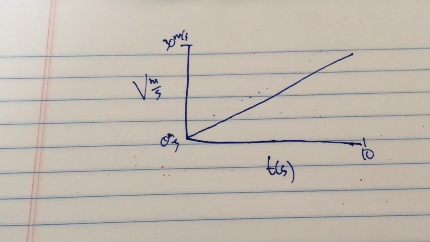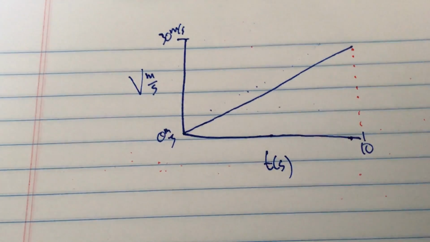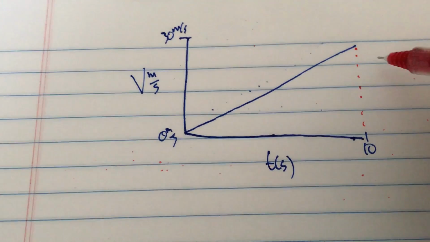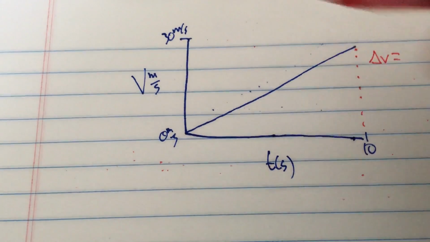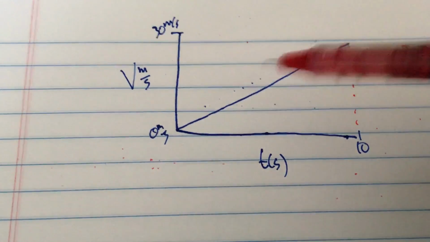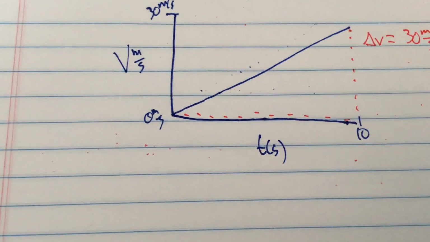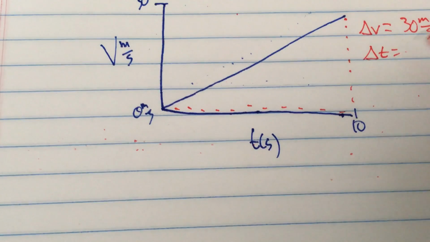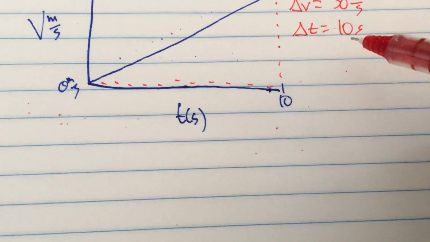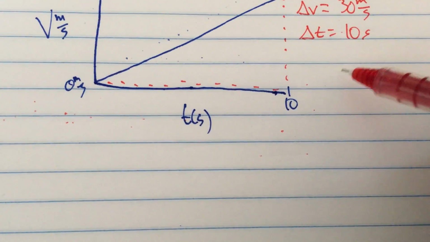Well, the slope is the rise divided by the run. The rise in this case is the change in velocity, and it equals 30 meters per second. That is the change in velocity on this graph. And the run is the change in time, equals 10 seconds.